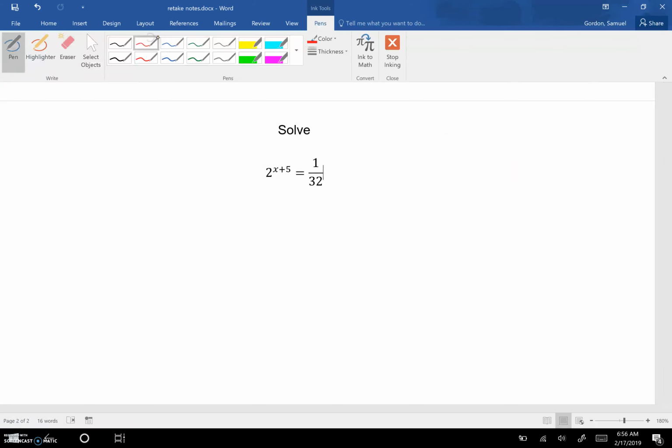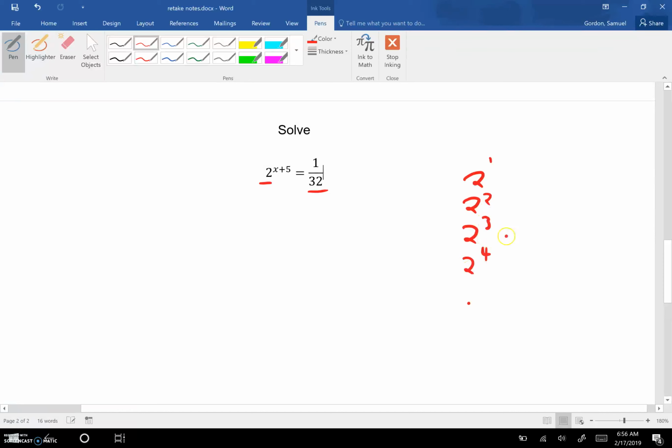What will work is for me to change the bases. So this base is 2. So I need this to be a base 2. And so you might look at 1/32 and think, man, I do not know what that would be as a base 2. And you can kind of make yourself a little table of the exponents, right? That's 2. 2 squared is 4. 2 to the third is 8. 16, until eventually you get to 2 to the 5th, 32, 64.